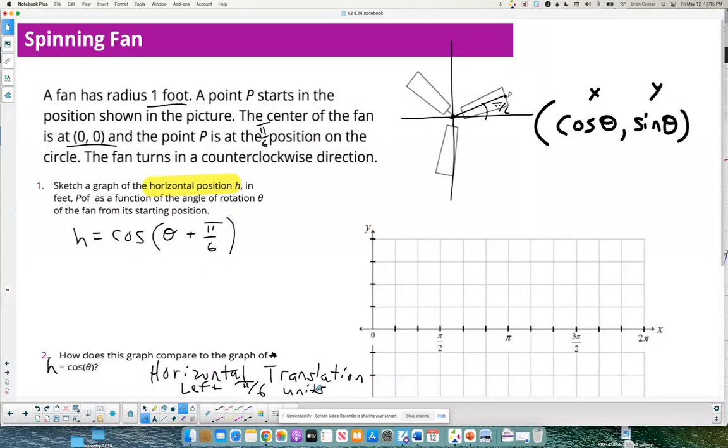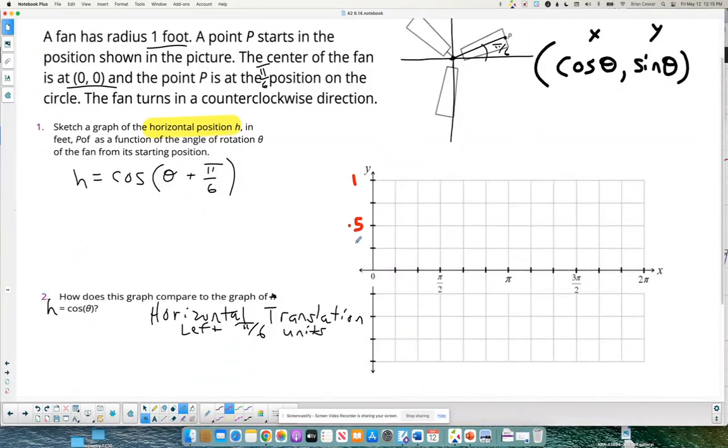Okay, so if I wanted to graph it, I'm going to just sketch cosine theta, and I'm just going to move everything to the left pi over 6. So you should know the cosine theta graph. You know what? Move this down a little. Starts up here at 1, 0, -1. Should look like this.